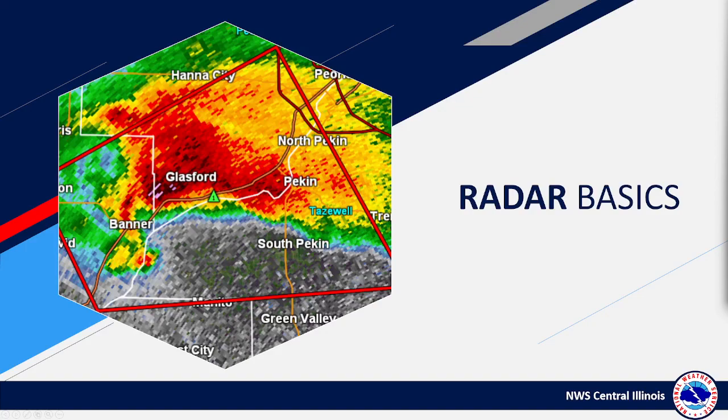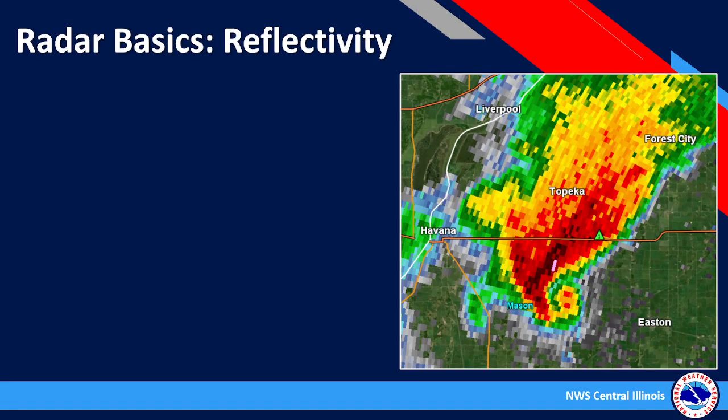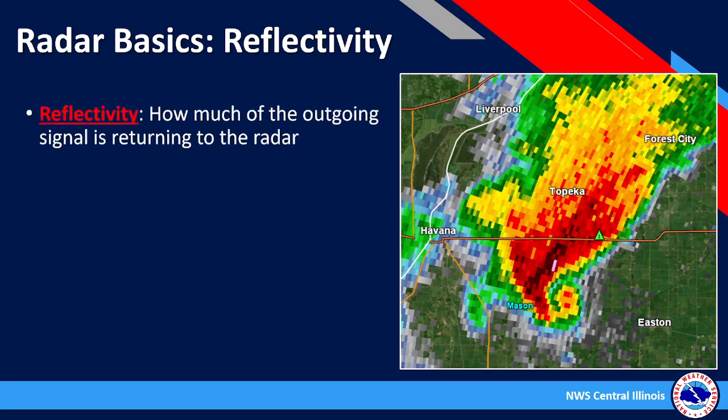In this short video, we will discuss some basics about how radar works and how to use it to guide your storm spotter efforts. The typical radar imagery you see on TV, phone apps, or online uses what we call reflectivity. This is an indication of how much of the outgoing signal is returned to the radar.